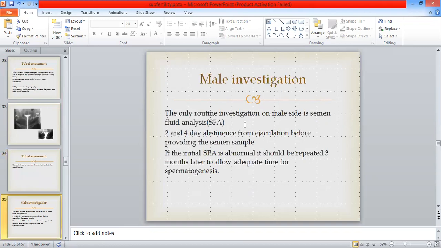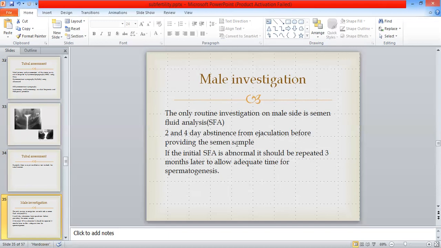Now, which investigations will we prescribe for the male partner? In the male investigation for subfertility, the only routine investigation is semen fluid analysis. We do semen fluid analysis in the male partner to see whether the different parameters of the semen and sperm are normal or not. When we prescribe semen analysis, there should be 2 to 4 days of abstinence from ejaculation before providing the semen sample.